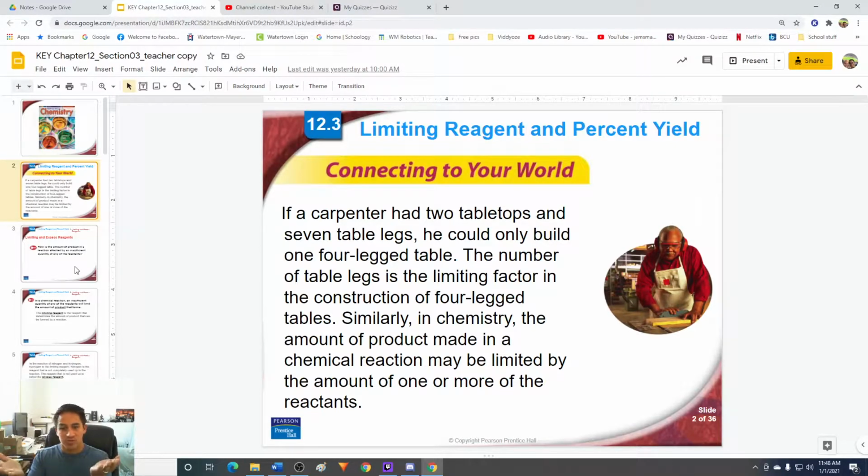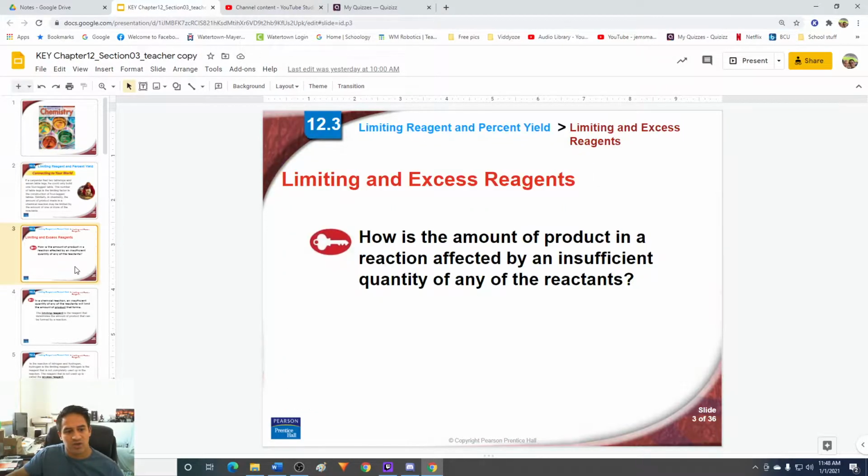And when one of those materials runs out, the chemical reaction is going to stop. And so we call that material the limiting reactant. Okay, and we're going to learn how do we calculate and how do we figure out which one that one will be, and then ultimately how do we calculate how much product then we can make based on the amount of stuff that we're starting with.